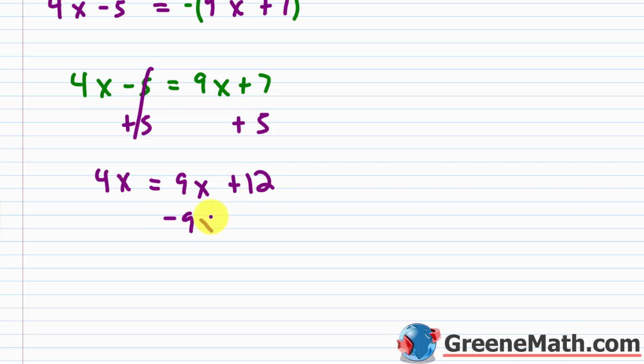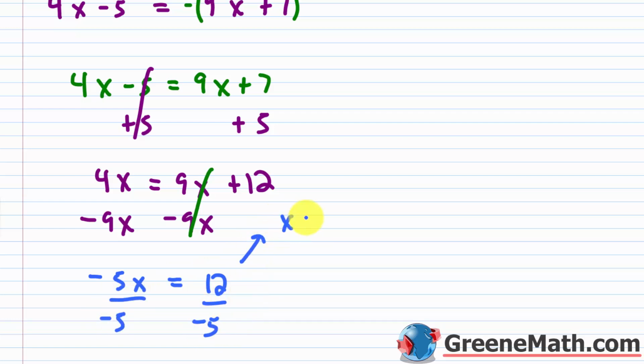We subtract 9x away from each side of the equation. And this is going to cancel. So what I'm going to have is 4x minus 9x is negative 5x. And this is equal to 12. We can go ahead and just divide each side of the equation by negative 5. And we're going to find that x is equal to negative 12 fifths.